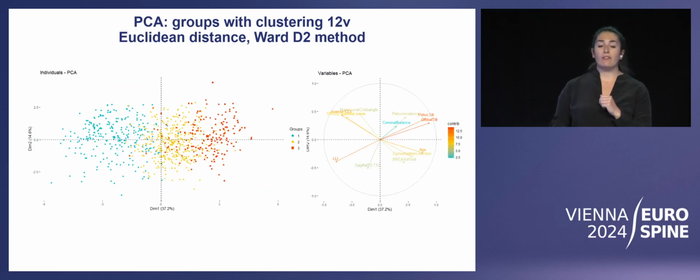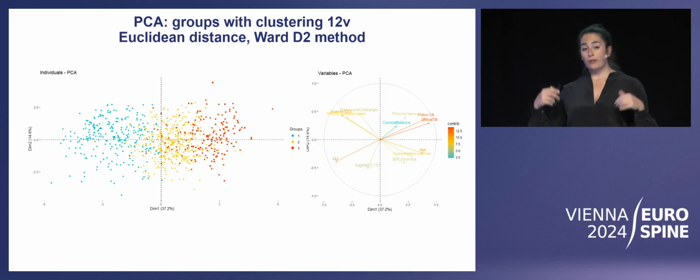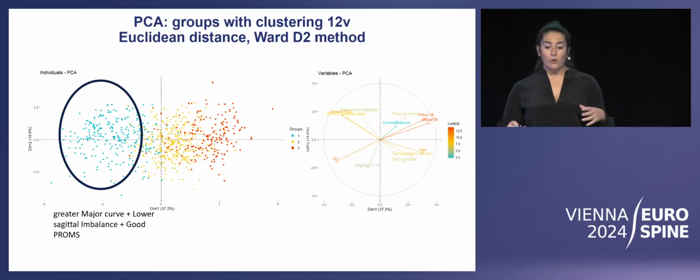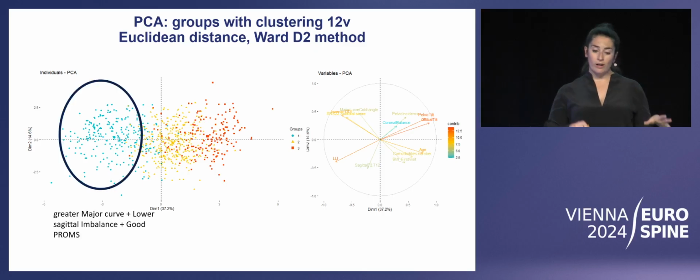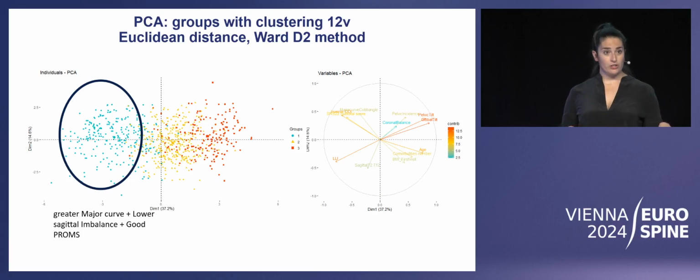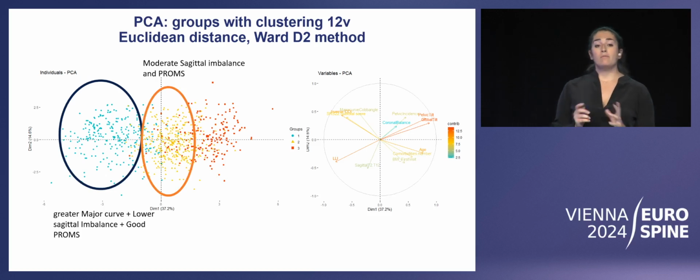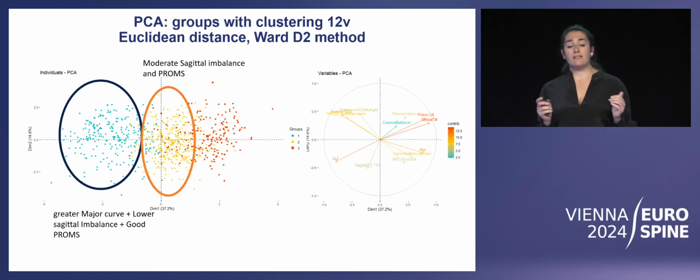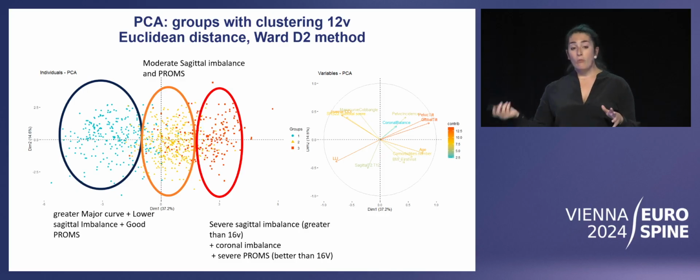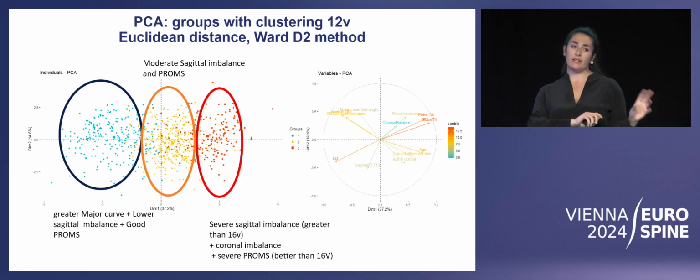And now, if we have a look at the other method with 12 variables and more reliant on radiographic data, we see that, again, we have one patient cluster with no disability and coronal malalignment. Second cluster, moderate sagittal imbalance and moderate disability. Third, more severe disability with coronal and sagittal malalignment, which were all more severe if we compare the data with those from the previous clustering method.